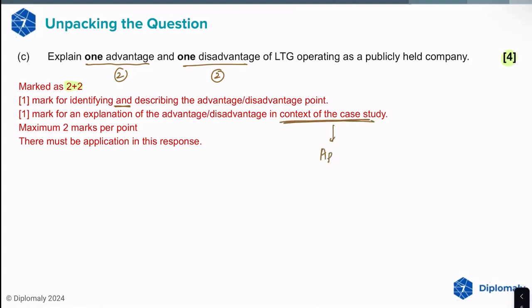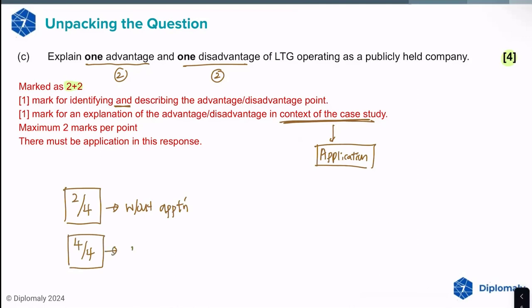So meaning application. Don't forget this, because if you don't show any application, let's just say you wrote a sentence to identify the advantage and disadvantage, and you explain what they are in a very textbook style, but you don't make reference to the case information to explain your points, the maximum you're going to get is only 2 out of 4. This is without application. But if you show application for each of the points, then you have 4 out of 4. Okay, does that make sense?